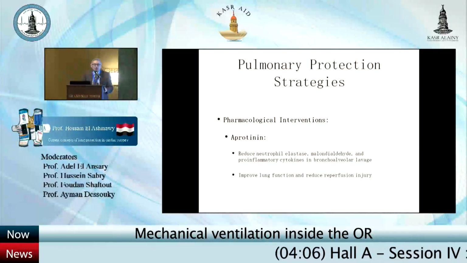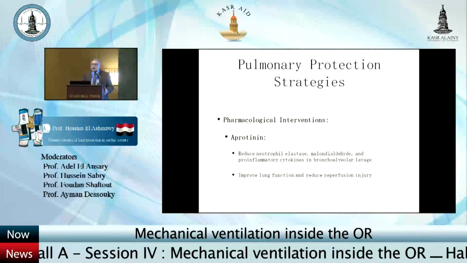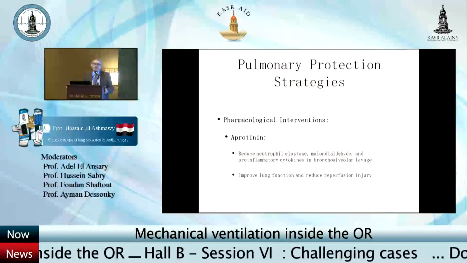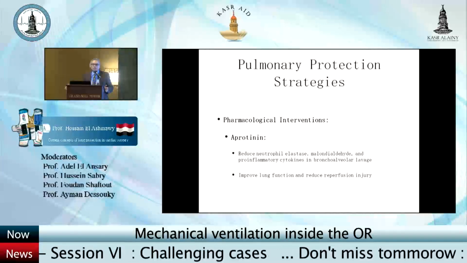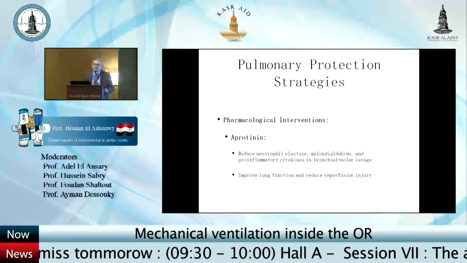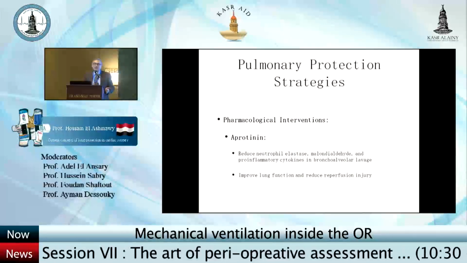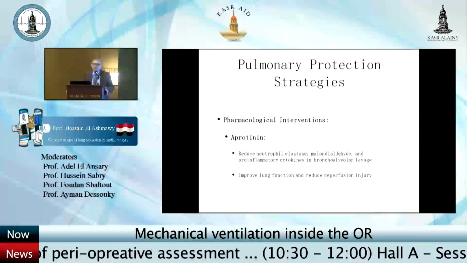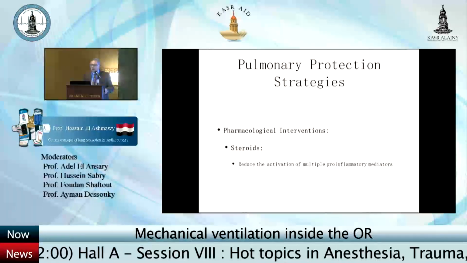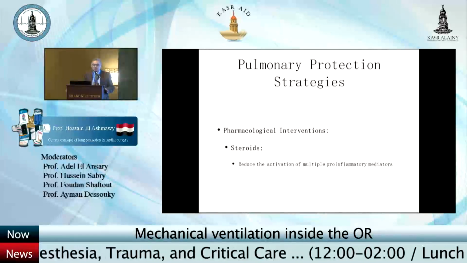Aprotinin, of course, you know aprotinin. I think most of you have heard it. Aprotinin is an antiprotease, anti-serine protease, and this drug was initially studied for its anti-inflammatory properties, and then they accidentally discovered that it also possesses some hemostatic functions, and it gained its fame as an anti-bleeding substance rather than an anti-inflammatory drug. Steroids, of course, the debate still goes on and on, whether or not to administer steroids.